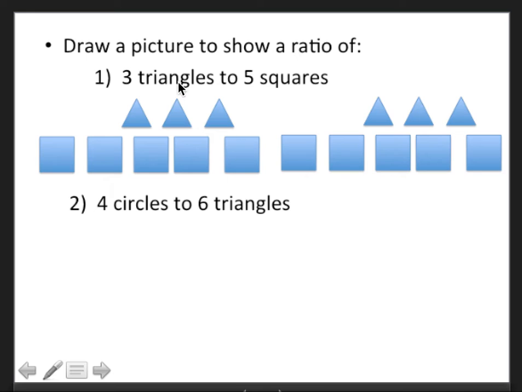And the answer is yes, because here for every 3 triangles, there are 5 squares. Just like on this side, there are 3 triangles for 5 squares. Okay, so now what I want you to do is draw the ratio 4 circles to 6 triangles. So pause the video and draw 4 circles to 6 triangles.